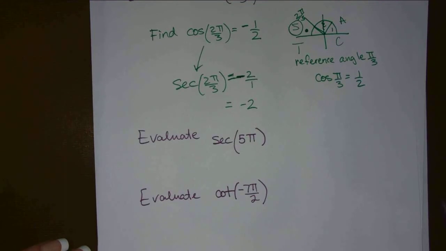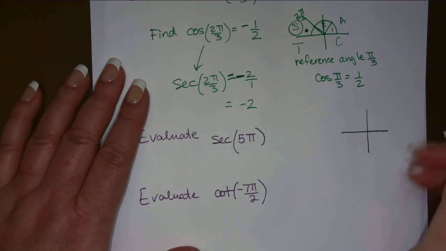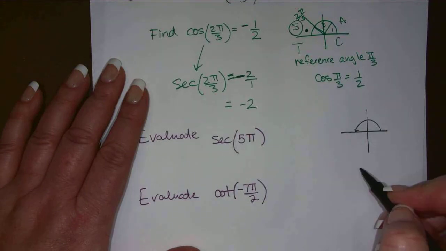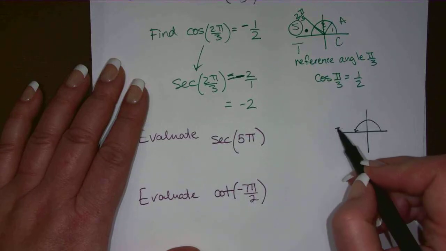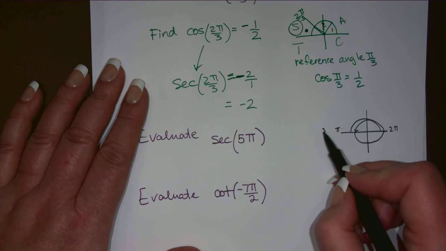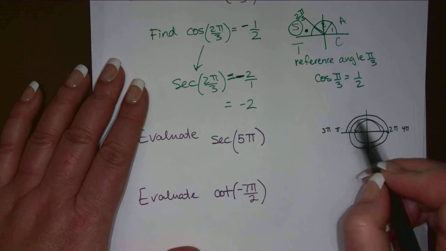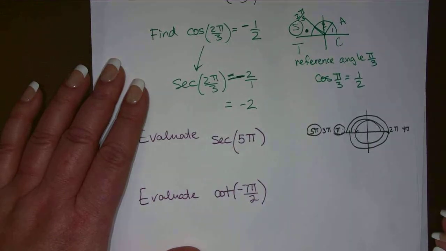Secant of 5 pi. So that's going to land on an axis. Where's 1 pi? Right here, 1 pi. We're going forward, so we want 5 of those. So there's 1 pi, 2 pi, 3 pi's, 4, and 1 more, 5. So 5 pi is the same as just pi.